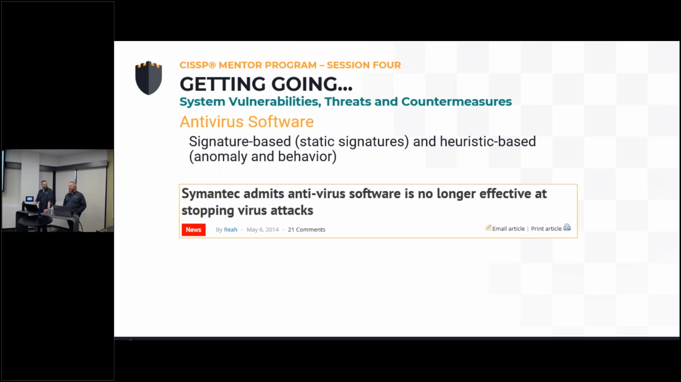An endpoint product would be more holistic. You're going to have DLP built in, web filtering built in, a host firewall, host-based intrusion prevention. It's multi-function.